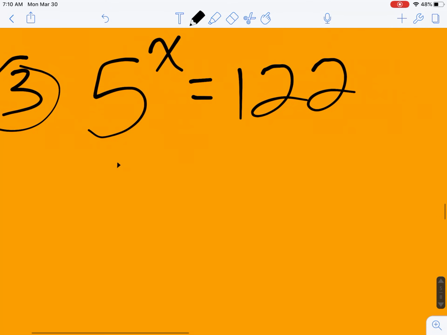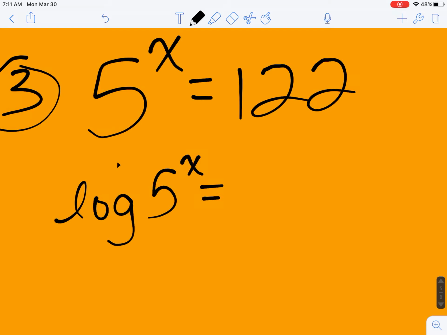So here we go, another example. 5 times itself, how many times is 122? Well, 5 times 5 is 25, times another 5 is 125. So 5 to the third power is 125. That's too much. So let's approximate and say that our answer is 2 point something, because 5 to the third power is too much. Let's apply our log property to both sides. So we're going to log both sides. Remember, PLEMDAS, the opposite of exponentiating, is logging.